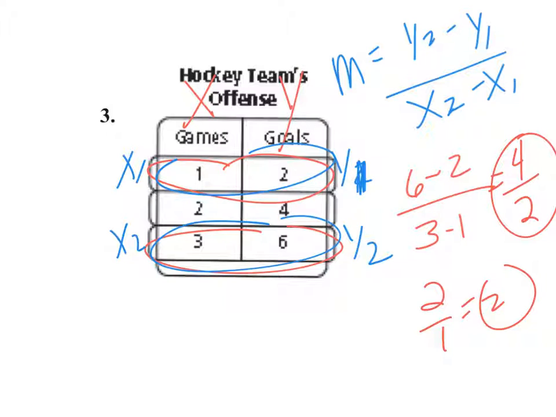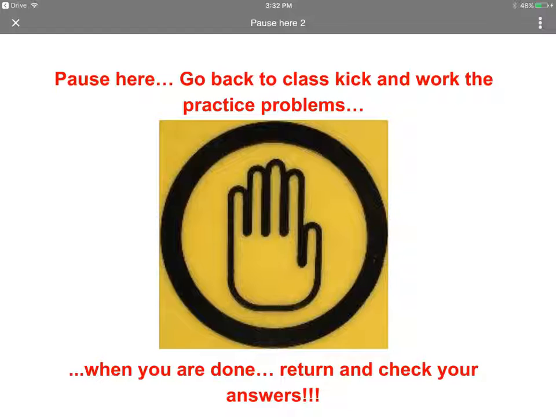And we're going to talk about what that means. So let's go take a look here. This one means that every game, 2 goals every game, 6 goals for 3 games, so that's 2 every game, right? That's the idea. So that's how your offense is doing in hockey. Pause, go into class kick, and work another one.